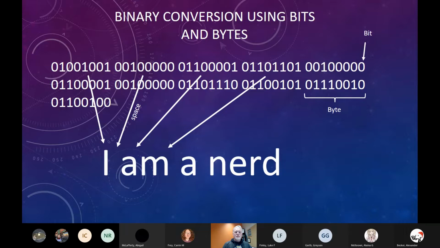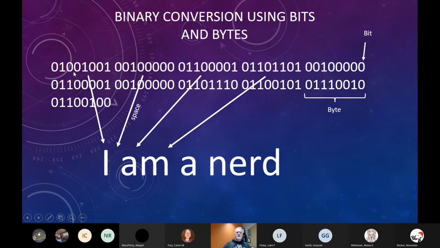These 11 characters, I am a nerd. When I say 11, that counts the spaces. You have to count the spaces because they have to be programmed in too. 1, 2, 3, 4, 5, 6, 7, 8, 9, 10, 11. And here's 11 bytes of material up here.